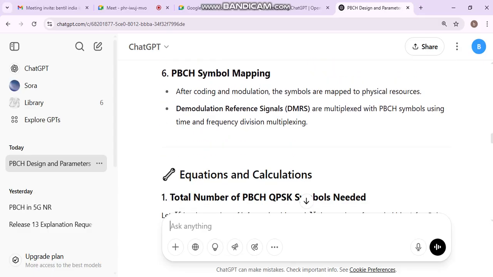PBCH symbol mapping. After coding and modulation, the symbols are mapped to physical resources. Demodulation reference signals, DMRS, are multiplexed with PBCH symbols using time and frequency division multiplexing.